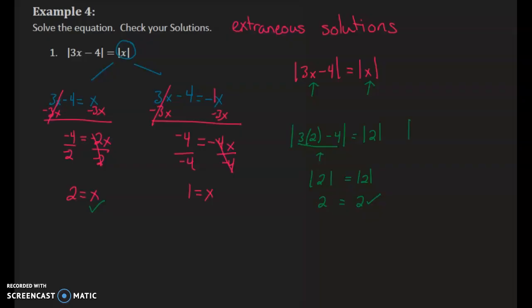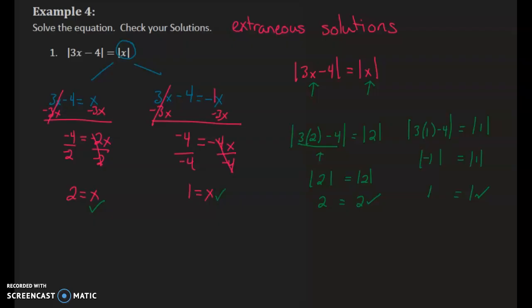Let's try the other one. So we have 3 times 1 minus 4 inside the absolute value, and then over here we have the absolute value of 1. What I did was put 1 in for this x and 1 in for this x. And the reason I'm plugging in 1 is because that's this answer right here, and I need to check it. 3 times 1 is 3, minus 4 is negative 1. It's still in absolute values. The absolute value of negative 1 is 1, and over here the absolute value of positive 1 is 1. They both check out. So they both are solutions, 2 and 1.